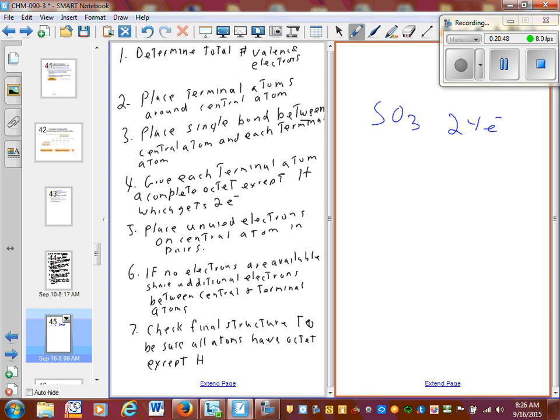Okay, sulfur surrounded by oxygen. It wouldn't matter if I put the oxygen on top. Next step, single bond. Next step, make the terminal atoms have a complete octet. How many electrons have I used? 24. 24, very good. So I've used all my electrons.